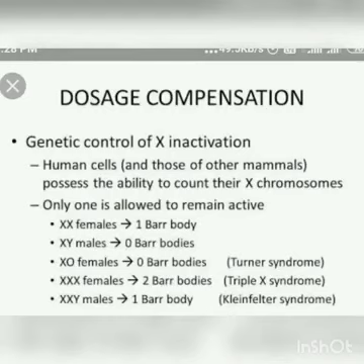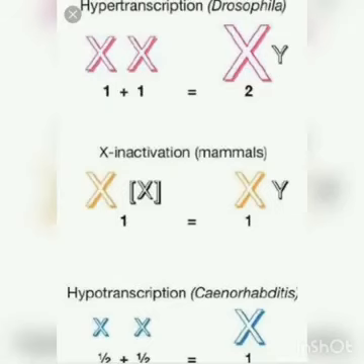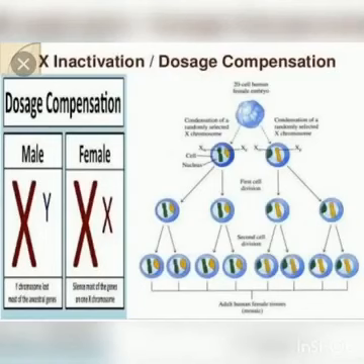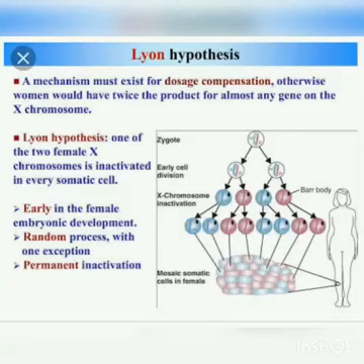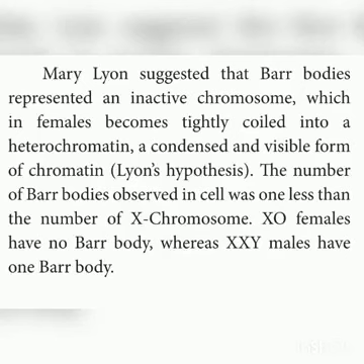In mammals, the necessary dosage compensation is accomplished by the inactivation of one X chromosome in females. So one X chromosome is inactivated in females, so that both males and females have only one functional, that means useful, X chromosome per cell. Mary Lyon suggested that Barr bodies represented an inactive chromosome. These Barr bodies are nothing but the inactive chromosome, which in females becomes tightly coiled into a heterochromatin, a condensed and visible form of chromatin. It is called the Lyon hypothesis. The number of Barr bodies observed in a cell was one less than the number of X chromosomes.